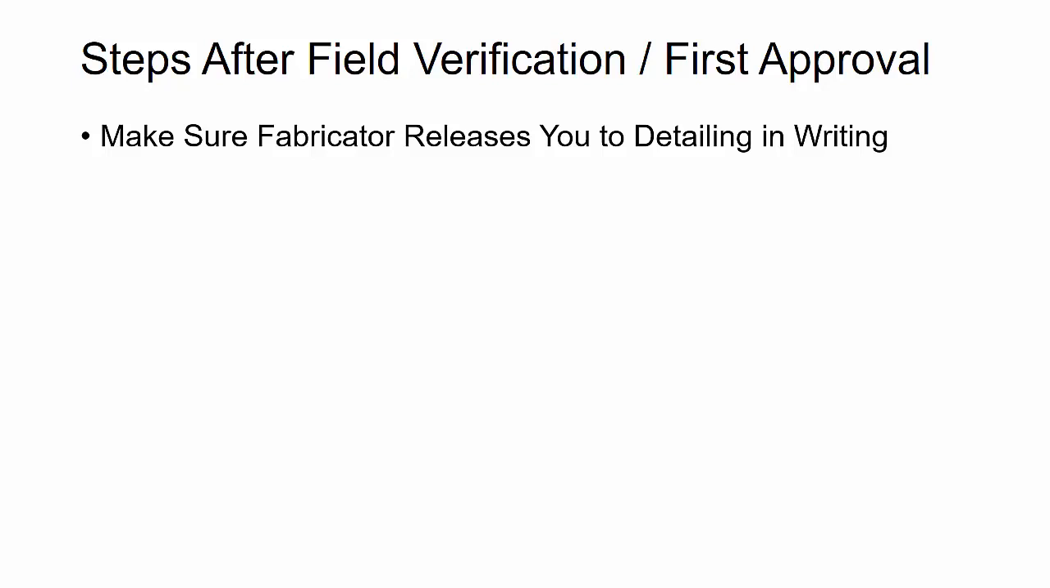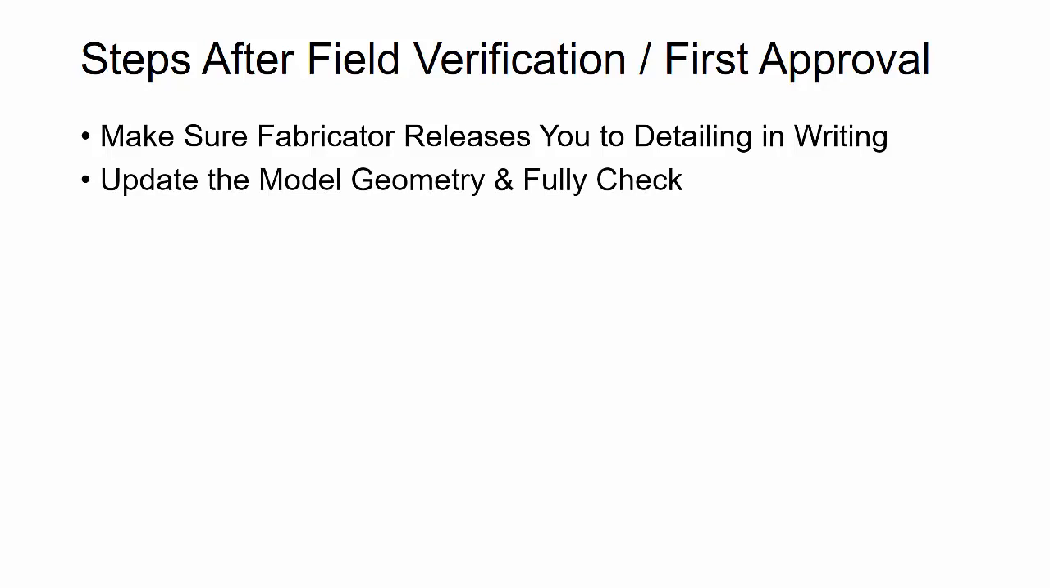And you may even come to an agreement with the fabricator that, hey, any changes or things that are imposed after that are then going to be considered a change order. Then what you're going to do is you're going to start updating the model geometry, and you want to fully check all this. So you're going to take all your conceptual geometry and modeling that you did, and you're going to change it, update it, and have a checker come in and make sure that everything's right.